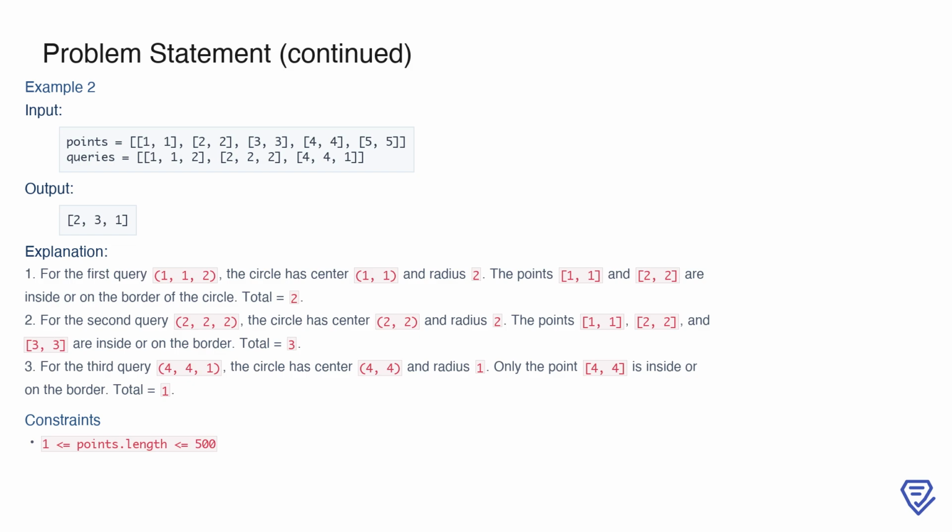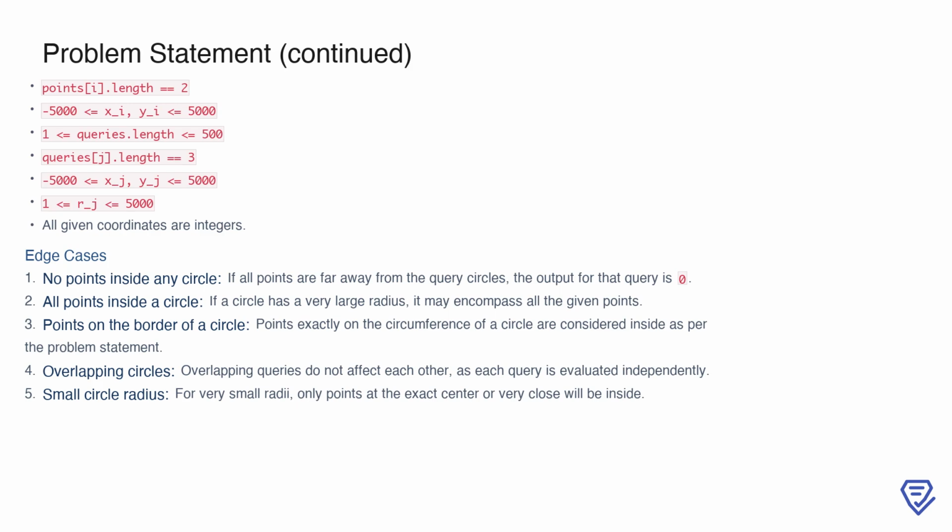For the second query, the circle is centered at 2, 2, with a radius of 2. This circle includes the points 1, 1, 2, 2, and 3, 3, giving a total of 3. Finally, for the third query, the circle is centered at 4, 4, with a radius of 1. Only the point 4, 4 is inside or on the border, so the total is 1. These examples highlight how the circles and points interact to produce the output. Now let's consider some constraints and edge cases to keep in mind when solving this problem.